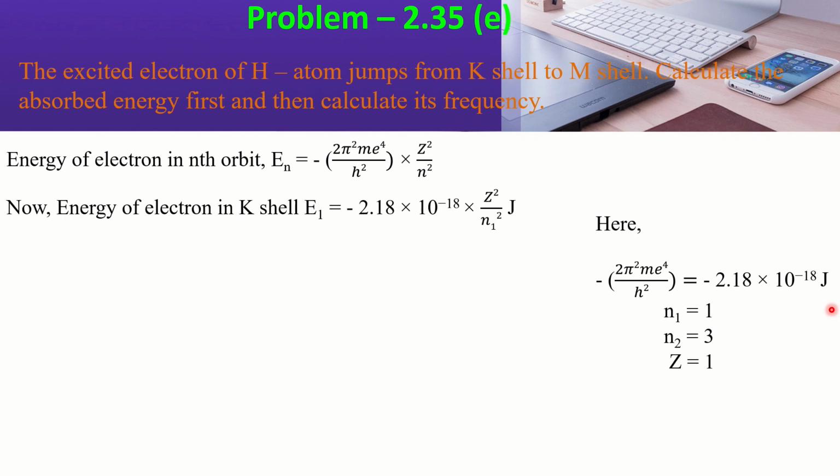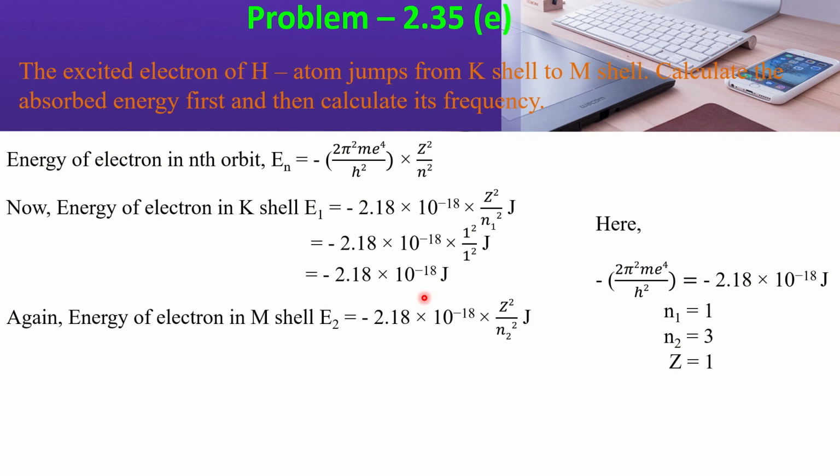The energy of the electron in the K shell, E1, equals, now we will put in this value, because the value of this full term is minus 2.18 into 10 to the power minus 18 joule. By putting the values of Z and n, we get the energy of the K shell equal to minus 2.18 into 10 to the power minus 18 joule. In the same way, we will calculate the energy of the electron in the M shell.